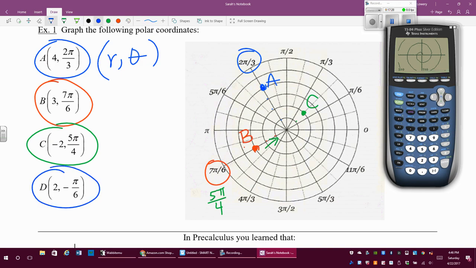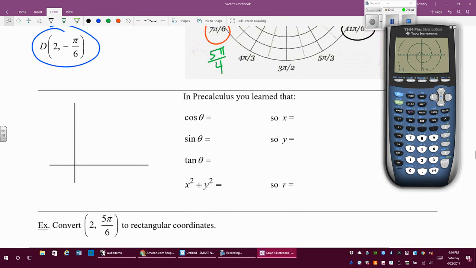And then for point D, let's do that one in black. I'm going to go to negative pi 6. Remember, negative is in this direction, so that's the same thing right there. And we're going to go out to a radius of 1, 2, and here is point D.